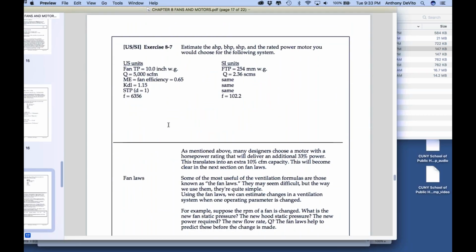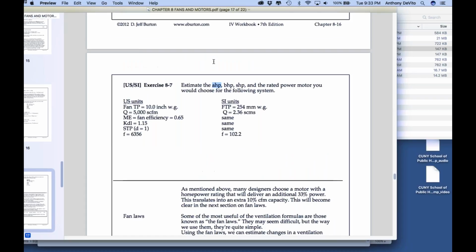Here's another one. Let's take a look at this one. Estimate the... well, this one they want you to calculate all this stuff, right? And you can go through this one at a time, right? The air horsepower, we can go back and look at, that's the fan total pressure times Q, over the constant. It's just without the correction factors, yes. That's the first one, right?